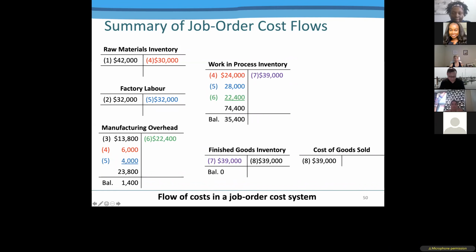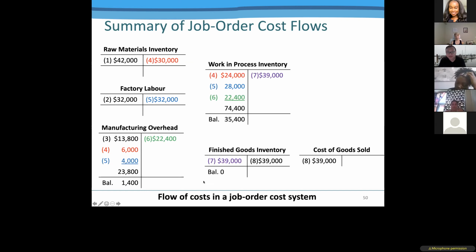Nima? I just have a quick question for the manufacturing overhead. Do we close it out, or is that how it ends? Yeah, I will teach you the methods to close the manufacturing overhead, because right now we have an under applied balance, right? And we need to make the balance to be 0. Yeah. Good question. Anyone else have a question?